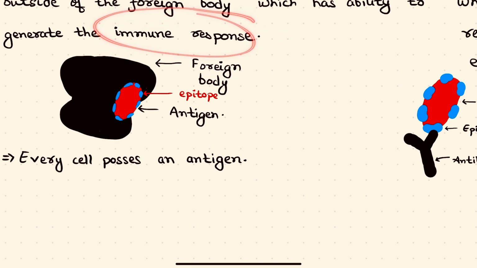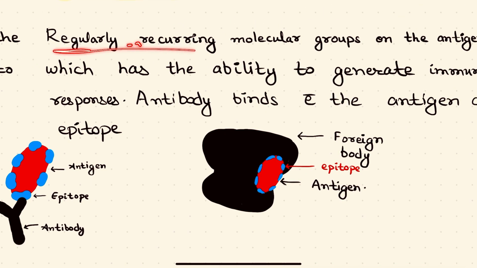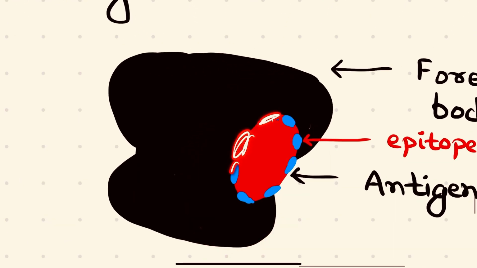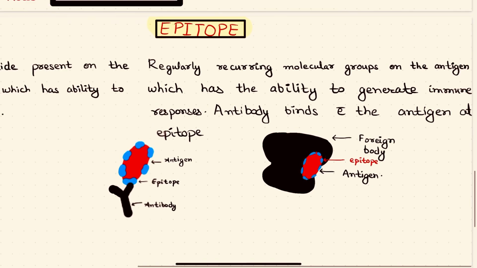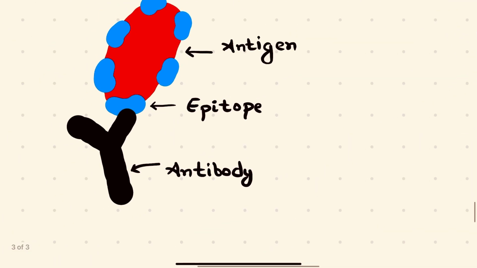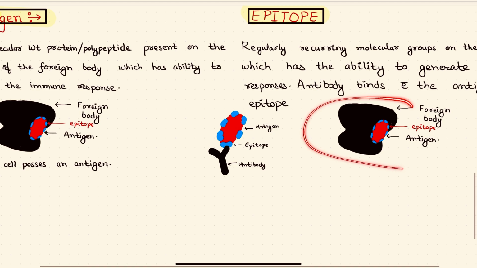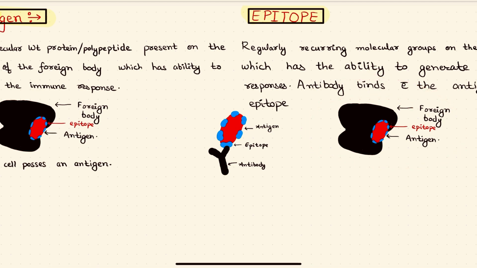Now what are these immune responses? See, this antigen possesses certain regularly reoccurring molecular groups. You can see this is the antigen, and on this antigen these are the regularly reoccurring molecular groups which have the ability to generate immune responses. Now what is this immune response? Immune response means these regularly reoccurring molecules, which are known as epitopes, will bind to antibody, and this antibody will lead to the destruction of this whole foreign body. So this destruction of foreign bodies which are entering an organism is nothing but immune response.